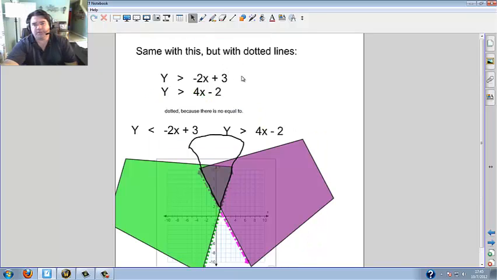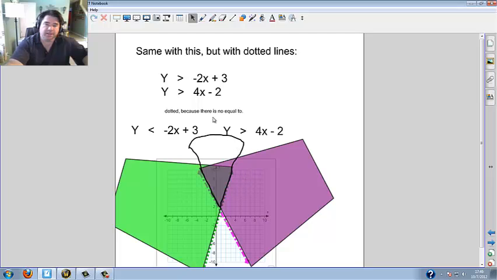Now the same with this, but with dotted lines. Why dotted? Because there's no equals. Because there's no equals, it's not part of the solution, it's just the border of the solution. So y is greater than negative 2x plus 3. So I go up 3, then down 2 over 1, down 2 over 1. Dotted line means I'm where the action is, but don't include me. And then greater than, so I shade above.